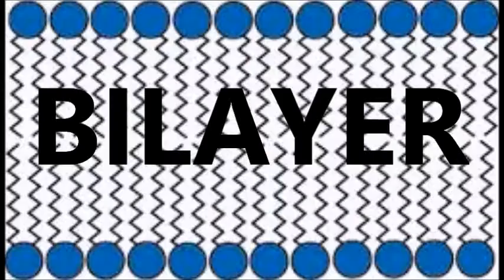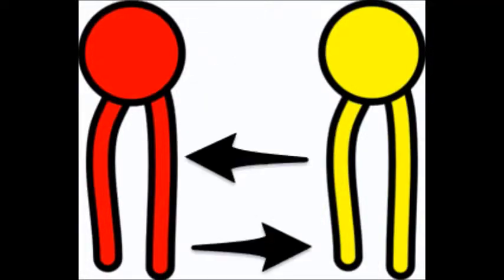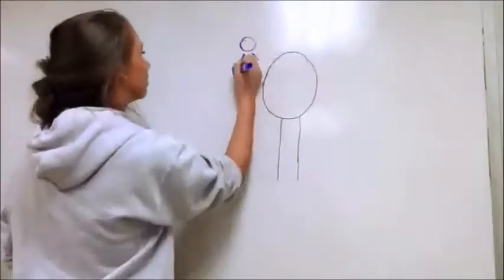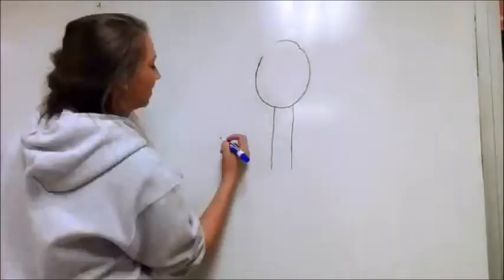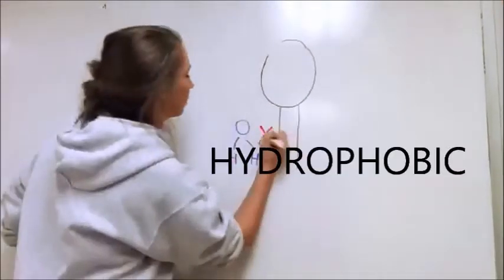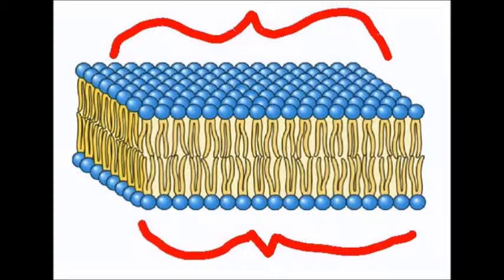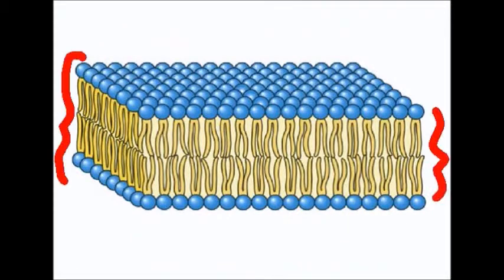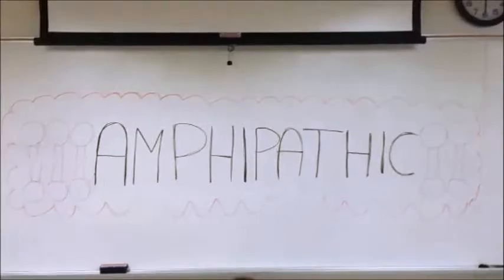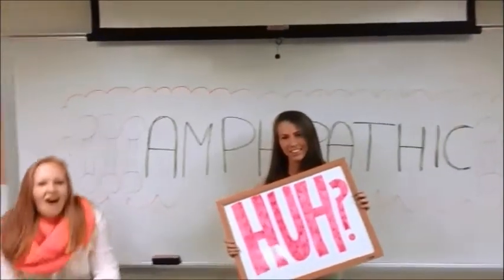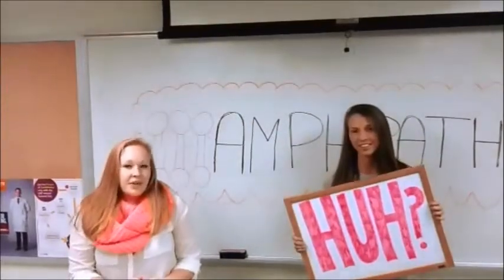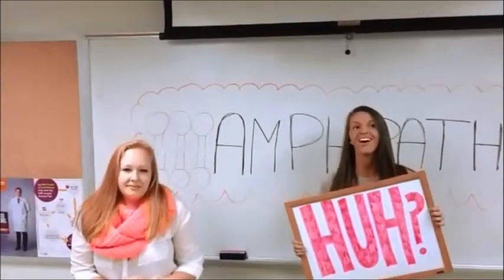There are two important regions of this bilayer, the heads and the tails. Each molecule contains a hydrophilic head region that loves water and a hydrophobic region that doesn't like water. The hydrophilic heads are on the outside of the bilayer and the hydrophobic tails are on the inside. The phospholipid bilayer is amphipathic. Huh? All amphipathic means is that the lipid is both hydrophilic and hydrophobic.